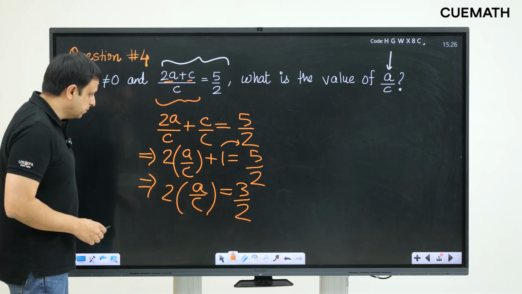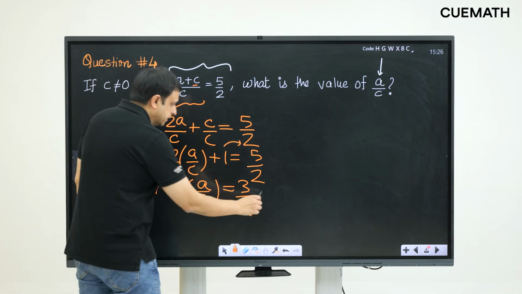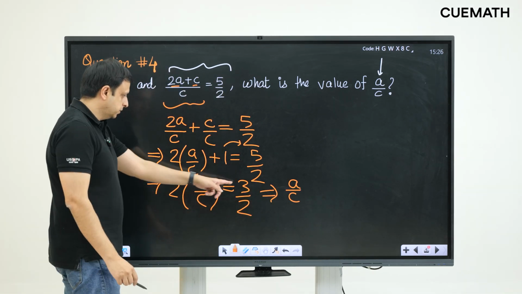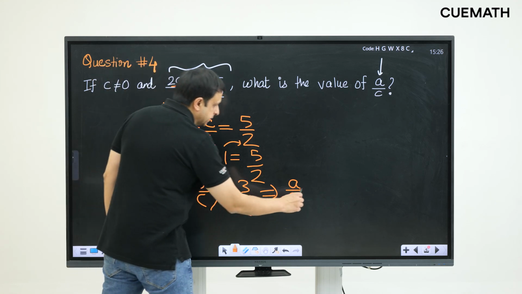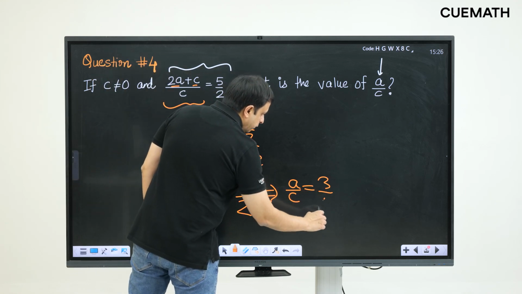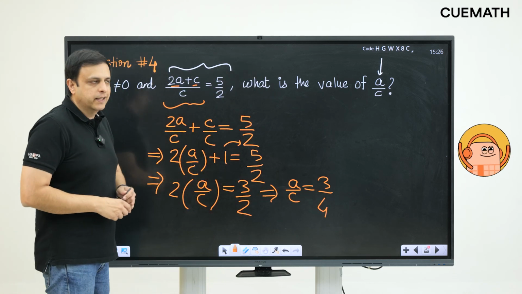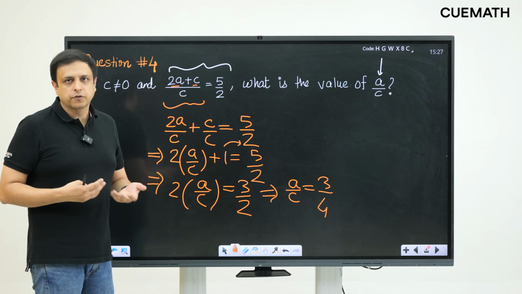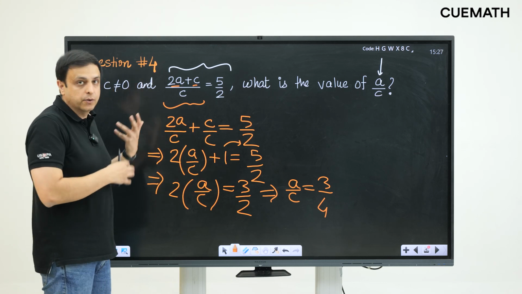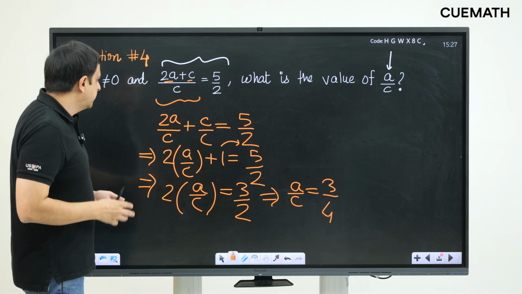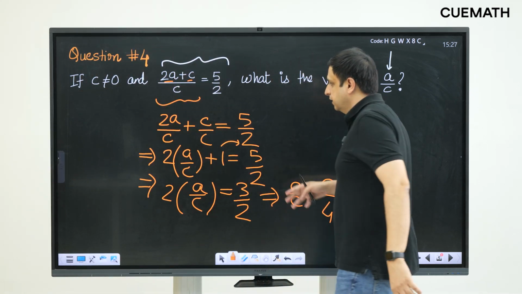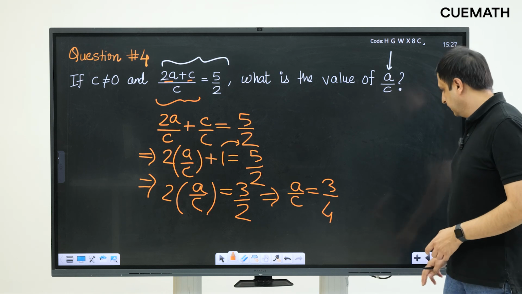You divide both sides by 2 and this gives you A by C is equal to 3 by 2 divided by 2, which is equal to 3 by 4. So, once again find only what you need to. You did not need to find the values of A and C in this case, and in fact you can't in this case. What you needed to find was A by C, and just by separating out the terms here you can actually find that very easily.